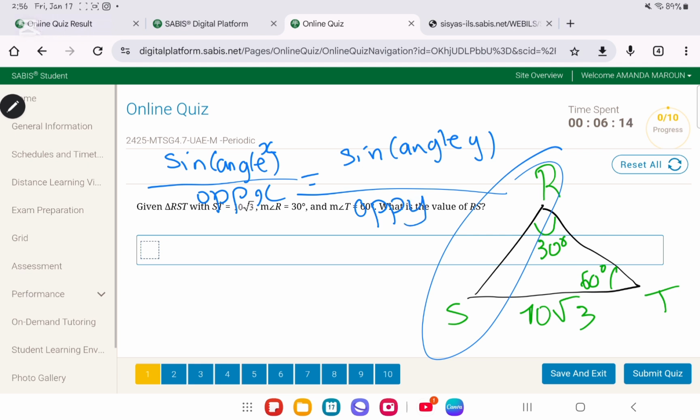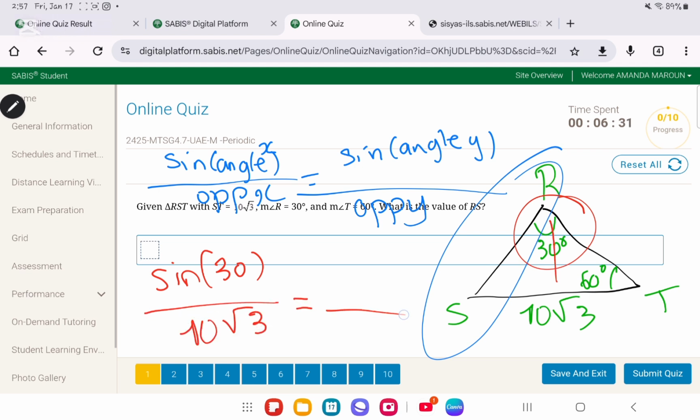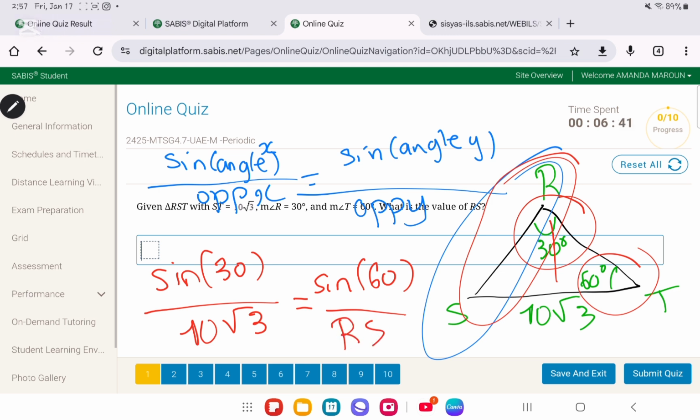So let us apply it in this format. The sine of angle X, let us say the sine of angle 30 degrees. So sine 30 over the opposite side, which is 10 radical 3, is equal to sine of 60 over the opposite side, which is the side we need to find, which is RS.